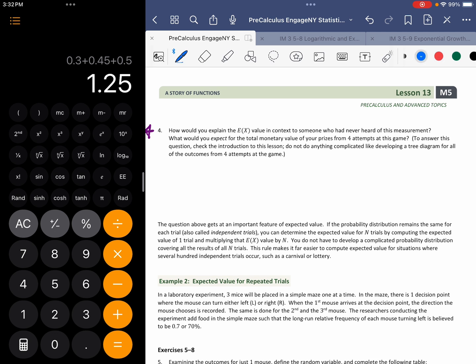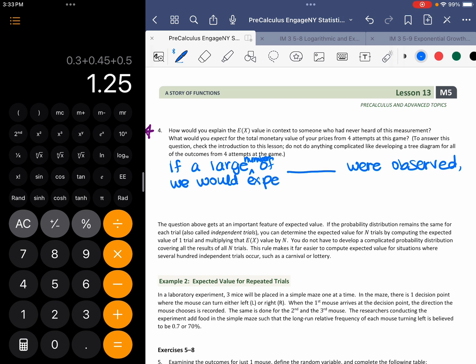All right, so maybe you used that sentence frame that we had from before. If a large number of blank were observed, oops, there should be a number here, of blank were observed, we would expect an average of about blank blank. And this was our sentence frame from before. We've used this in class a number of times.